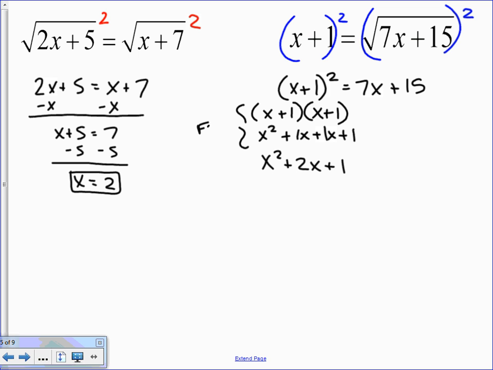I'm just using FOIL or multiplication. We practiced that a lot in our last chapter, chapter 4. So if you're still having troubles with multiplication of binomials, stop in and see me. But everybody should be able to FOIL stuff out. So that's the left side. X squared plus 2x plus 1 equals 7x plus 15. Now how in the world am I going to solve that equation?